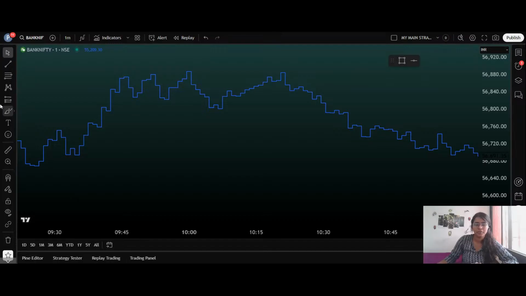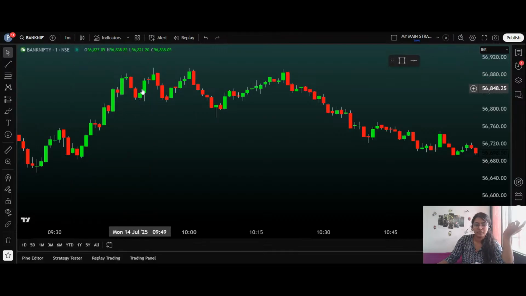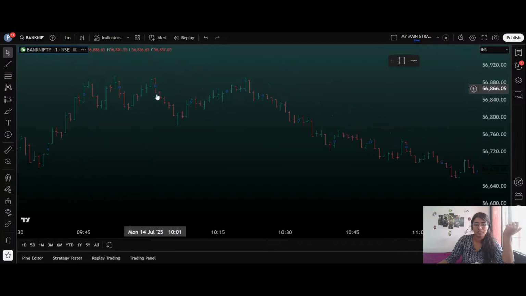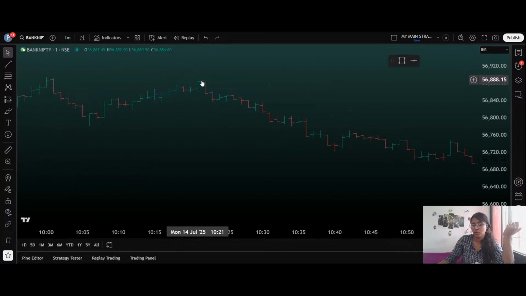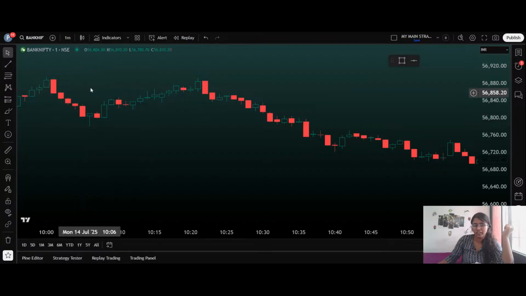Hope my screen is visible to you. I'll do a quick revision of what we studied in the earlier class. Firstly, we saw simple candlesticks which have open, high, low and close. Then we saw bar charts in the previous lecture, which also have open, high, low and close, but here we get these horizontal lines right and left. For details you can see the previous lecture. Then we saw hollow candles, which are like simple candlesticks but the upward trend is hollow and the lower trend is solid.